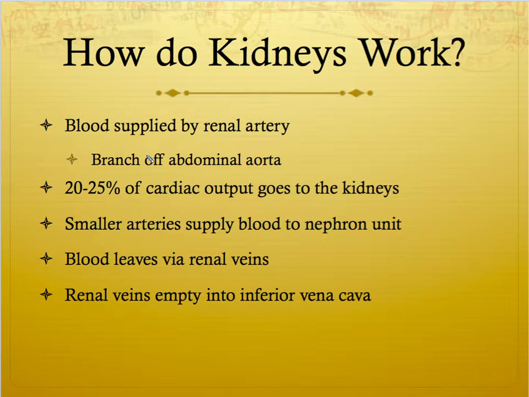So first, the kidneys are supplied with blood by the renal artery, which is a direct branch off the abdominal aorta. Roughly between 20 and 25% of your cardiac output, your blood flow, goes to your kidneys. So they are a major player in keeping your blood safe for you and keeping it clean. It goes from that renal artery into smaller arteries, which then end up in this nephron unit. Blood leaves there via renal veins, and those renal veins will dump directly into the inferior vena cava to take it back to your heart to pump clean blood out to the rest of your body.